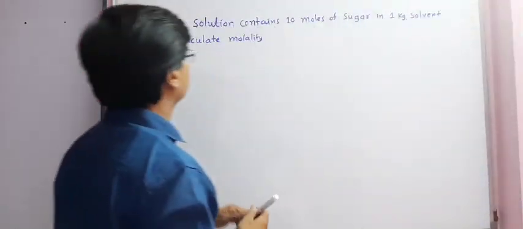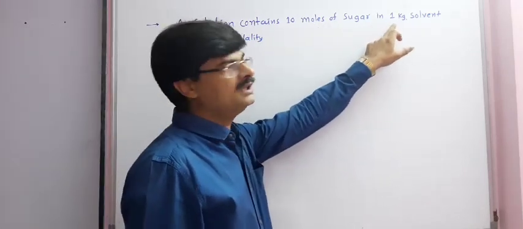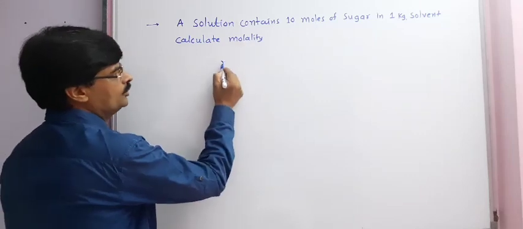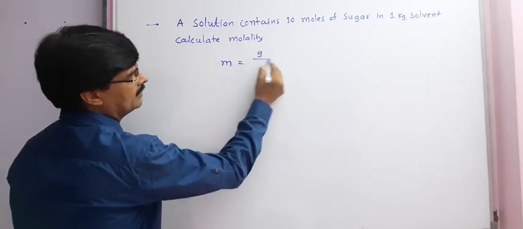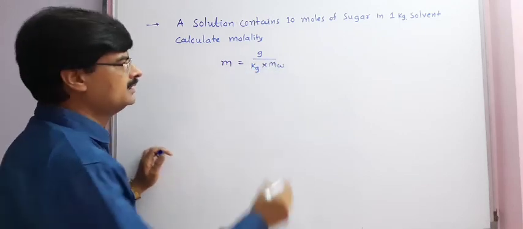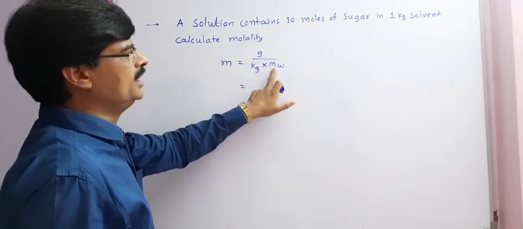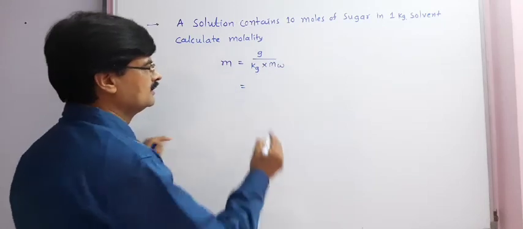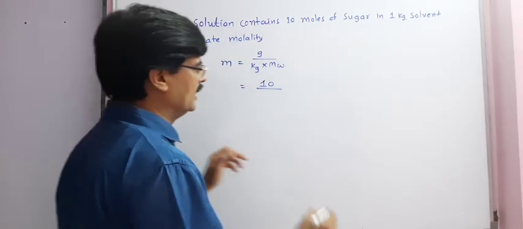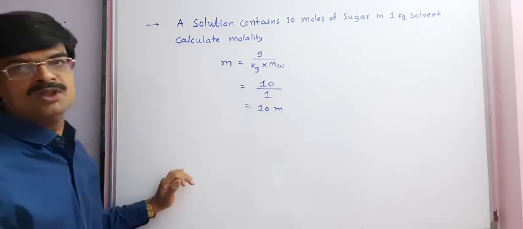Here in the numerical it is given, a solution contains 10 moles of sugar in 1 kilogram solvent. We have to find molarity. So, using formula of molarity, gram per kilogram into molecular mass or molecular weight. As it is given 10 moles, means gram per molecular weight is already given, 10 moles. 10 divided by kilogram, only 1 kilogram. Therefore, molarity comes out to be 10 molar.